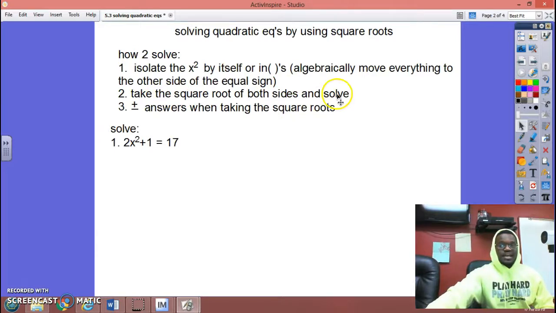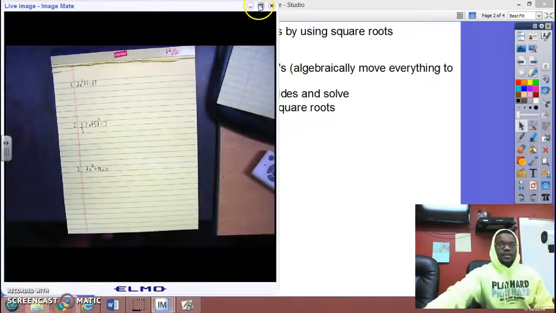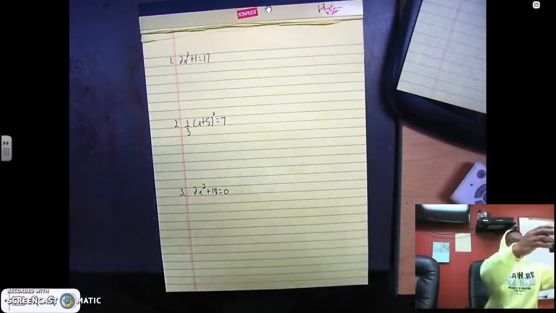Take the square root of both sides and then solve. You got to remember to do this whenever you're dealing with a square root: answers are plus and minus, positive and negative answers, when taking the square roots. And I'll show you an example, but we're going to follow this pattern and this strategy over and over and over again.